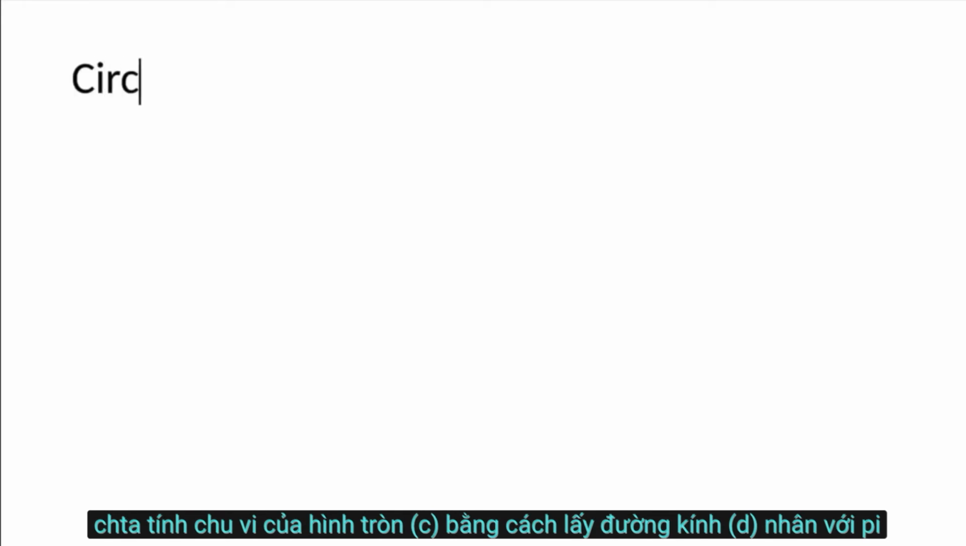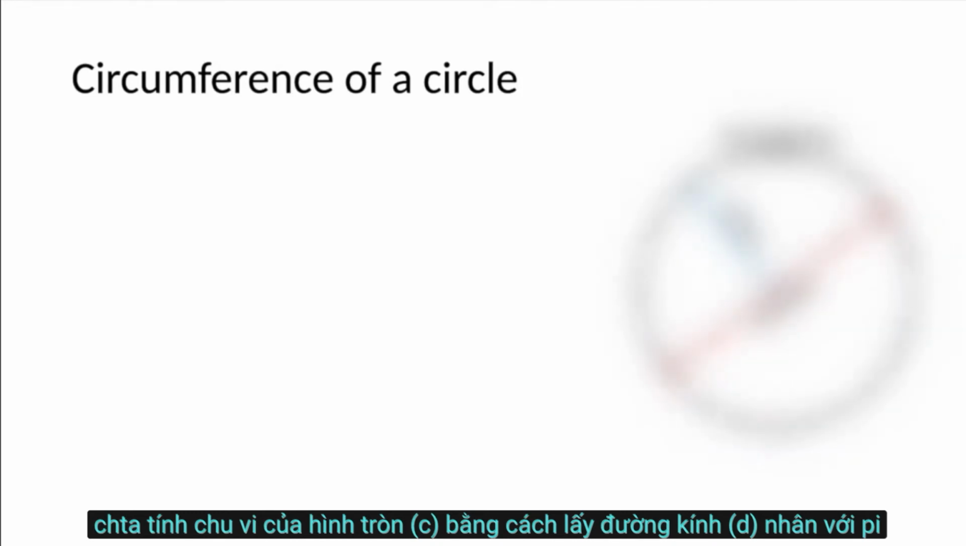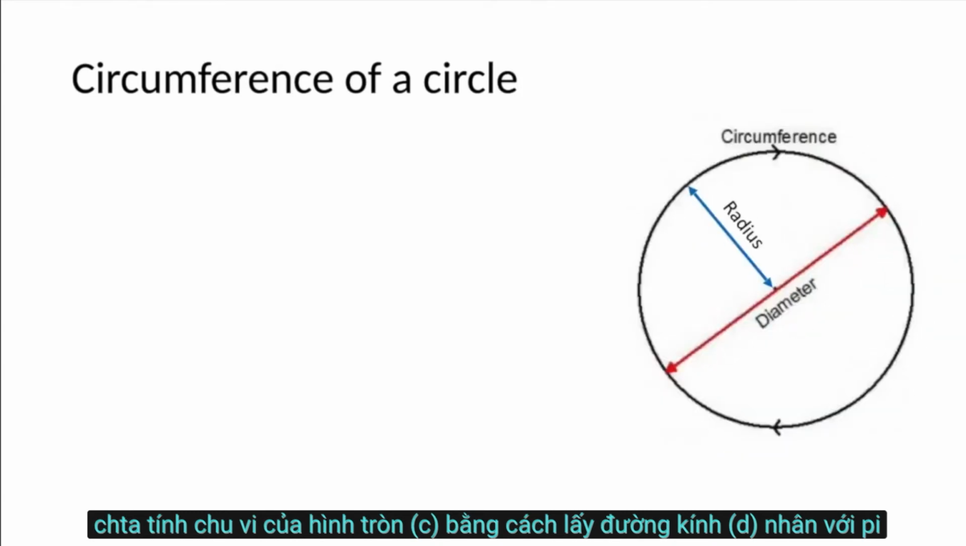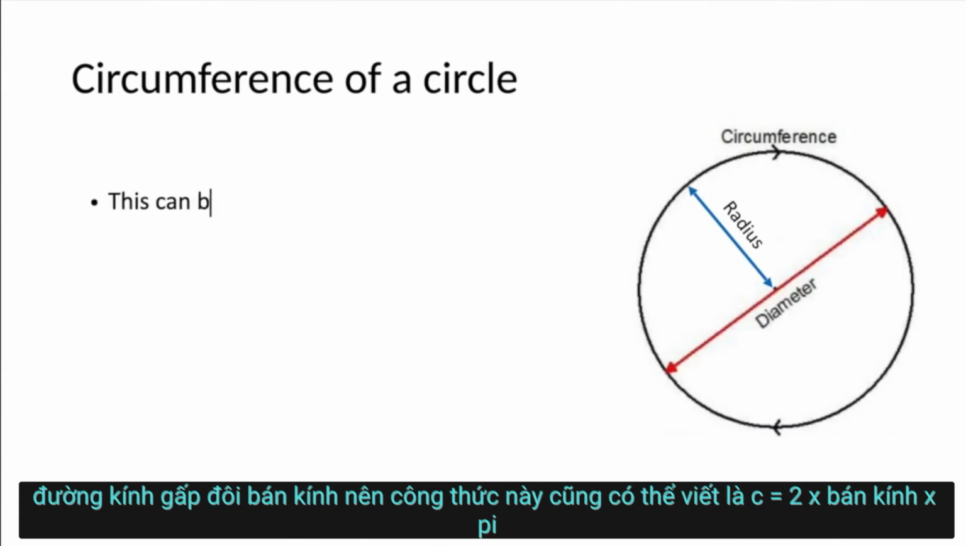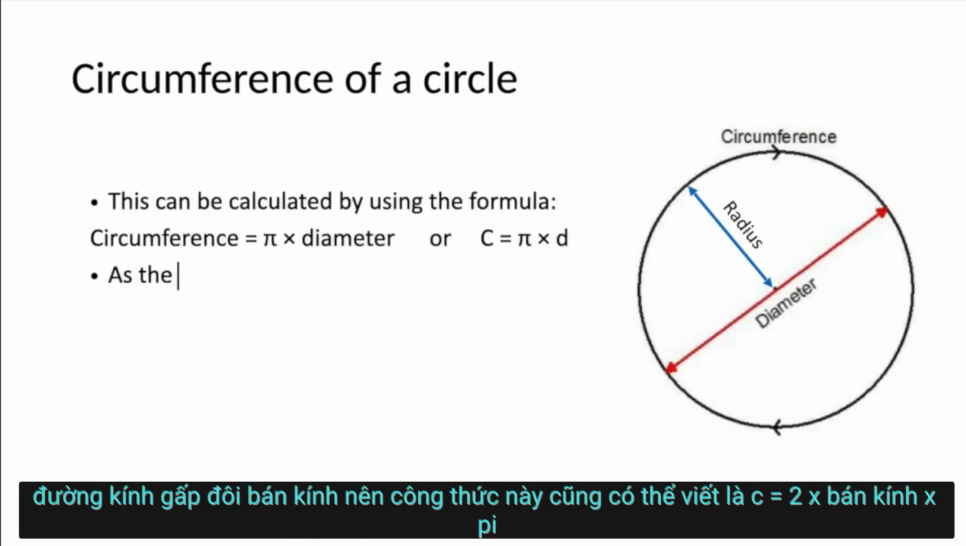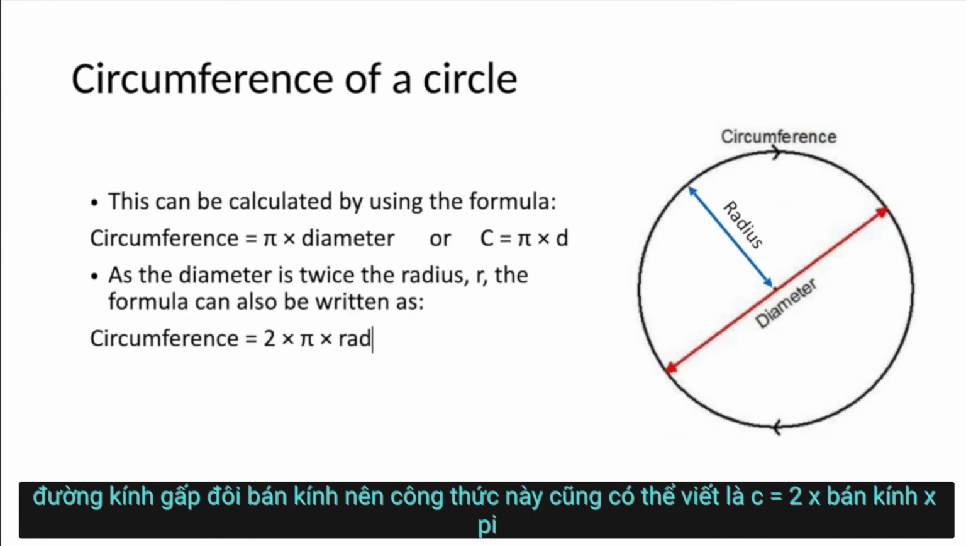The perimeter of a circle is called the circumference. You can calculate the circumference C of a circle by multiplying its diameter d by pi. As the diameter is twice the radius, this formula can also be written as circumference equals 2 multiplied by the radius multiplied by pi.